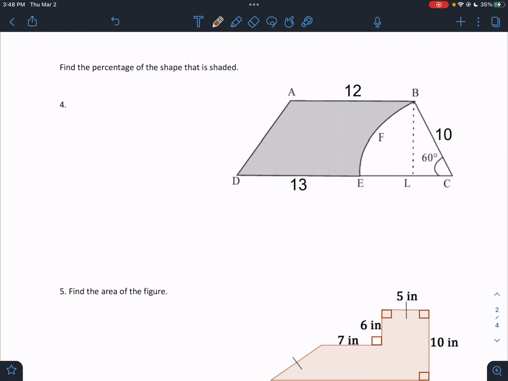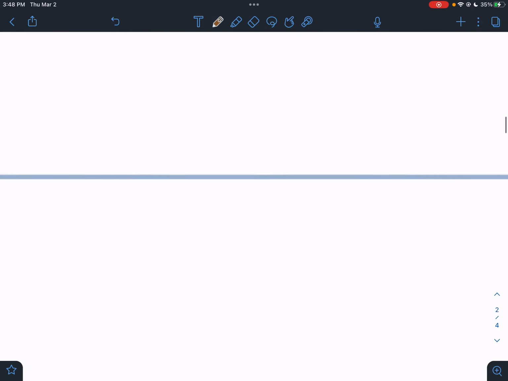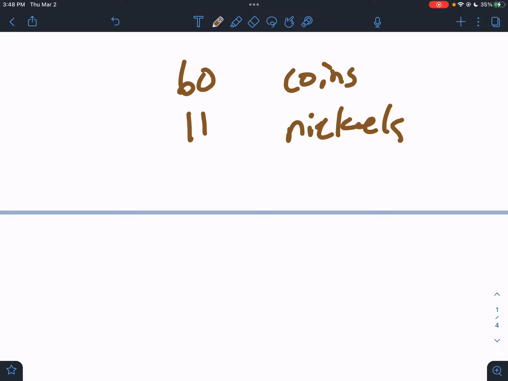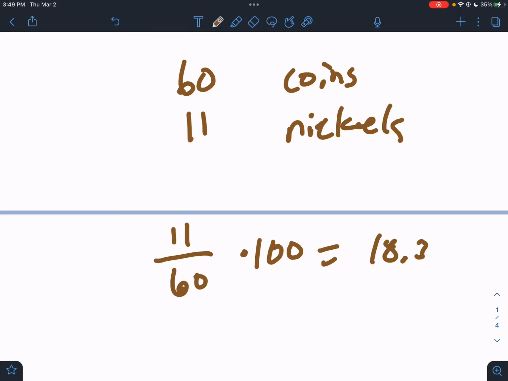Find the percentage of the shape that is shaded. Let's talk about percent real quick. Let's say that I have 60 coins and I have 11 nickels. And I want to know what percentage of the coins are nickels. How would I do it? I want you to think for a second. So how do you do percent? You would take the 11 nickels, divide by 60 and multiply by 100. So in that case, it'd be 11 divided by 60 times 100. That would be 18.3%.